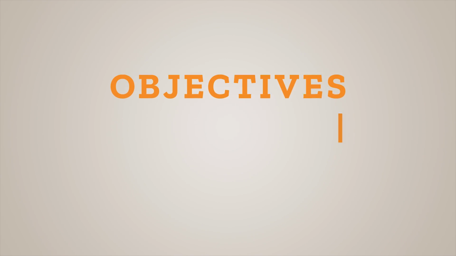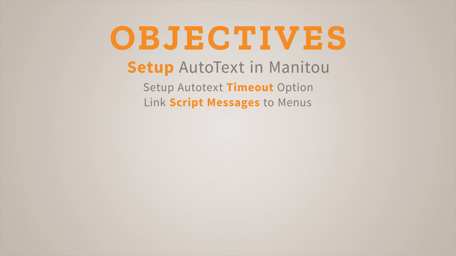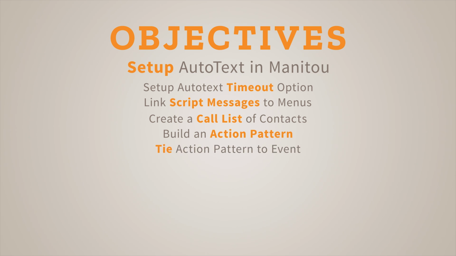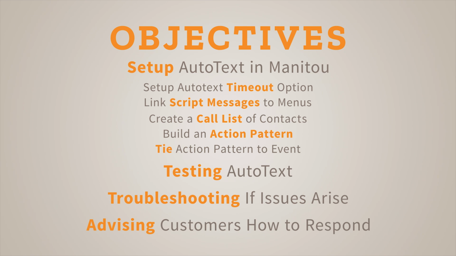During this tutorial, you will learn how to set up AutoText in MANITOU, including setting the AutoText timeout option within the media gateway, linking a script message to use the media gateway menus within the MANITOU Supervisor workstation, creating a call list of contacts, building an action pattern to call that call list and override with the AutoText features, tying an action pattern to an event code, testing the AutoText features, troubleshooting if issues arise, and how to advise customers to respond to AutoText messages.